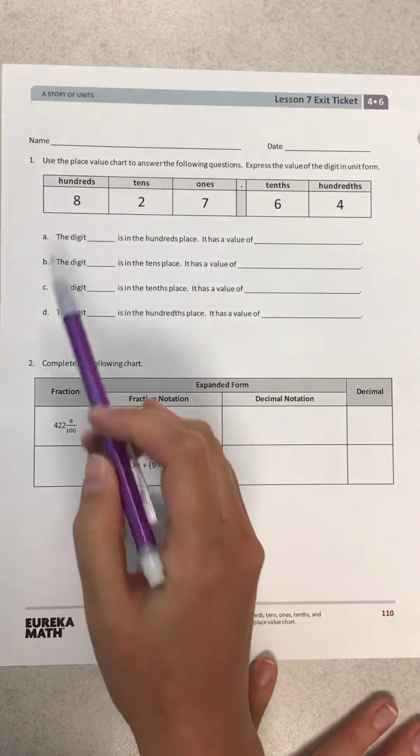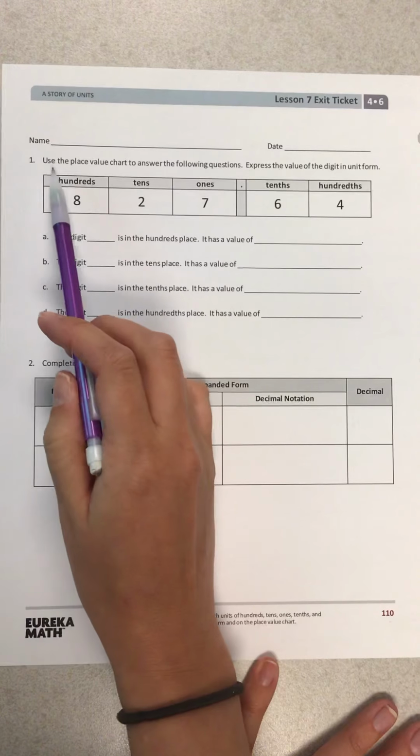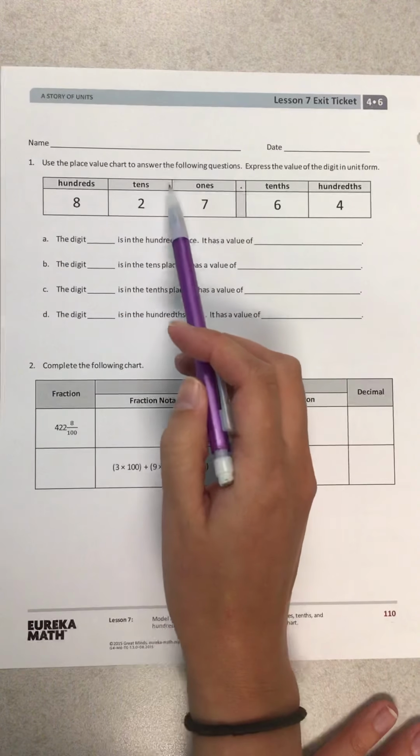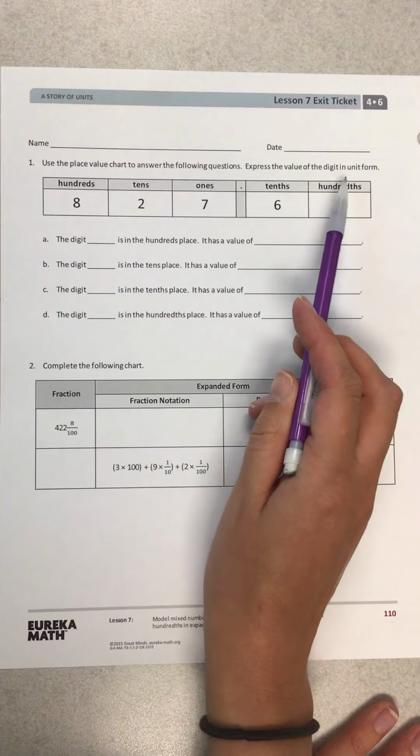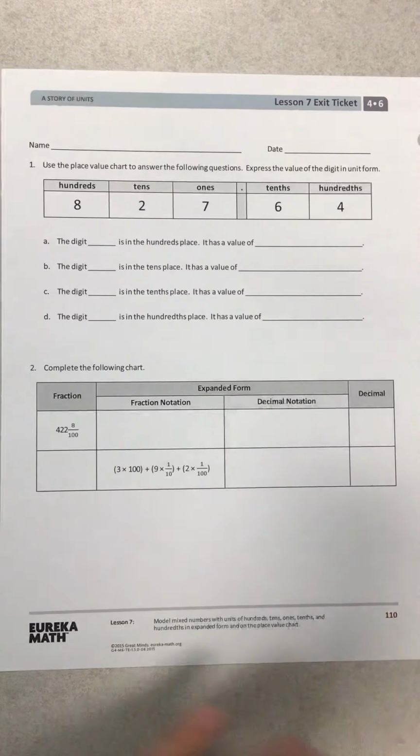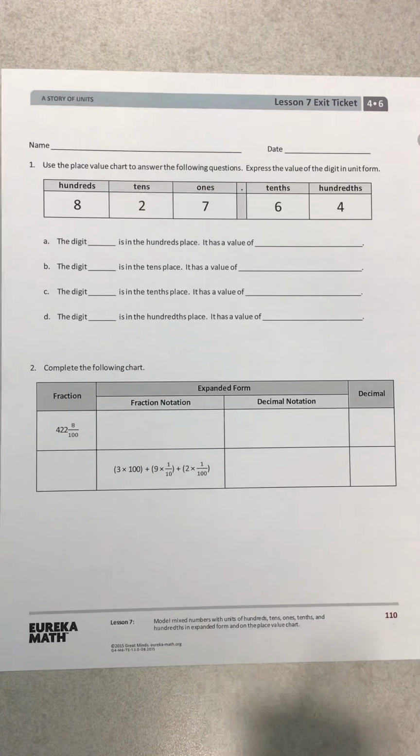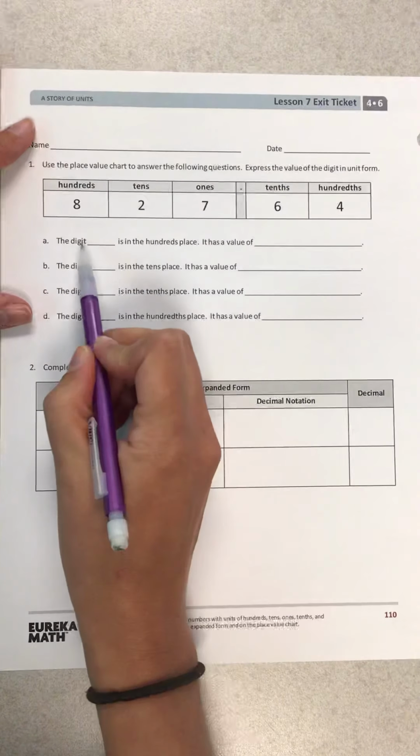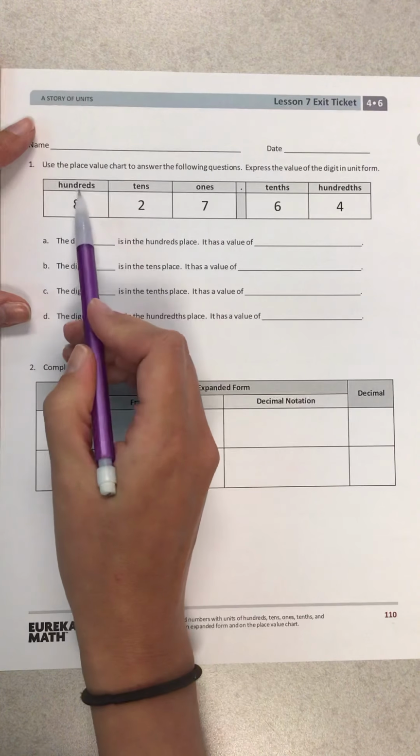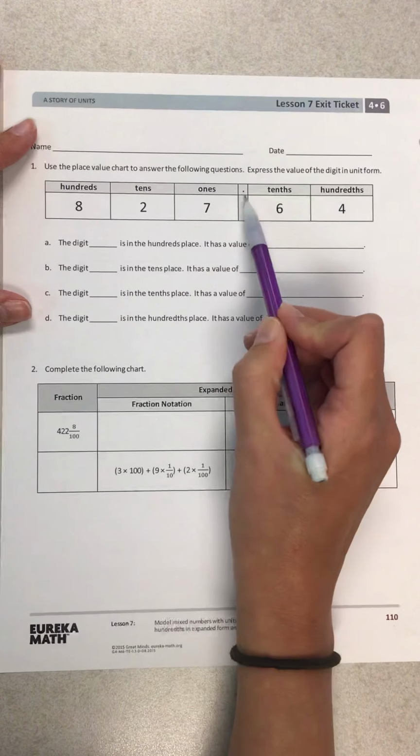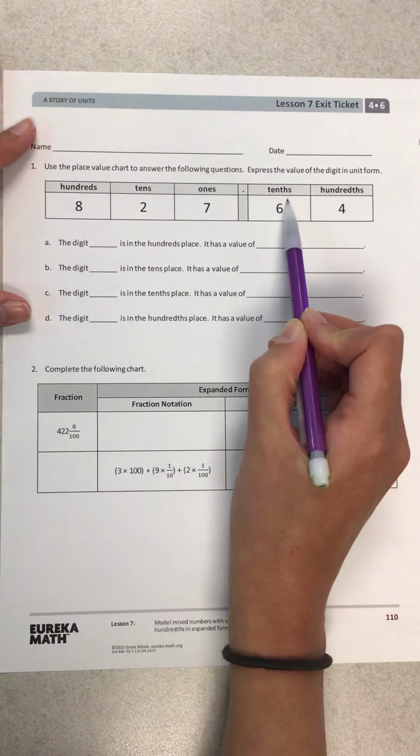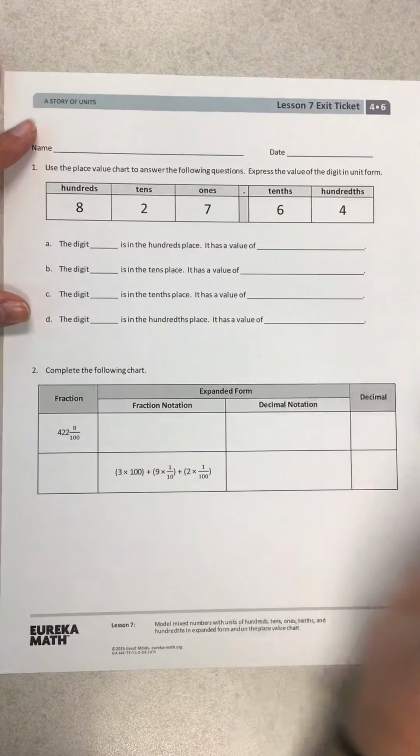So number 1 has several parts, and the directions say use the place value chart to answer the following questions. Express the value of the digit in unit form. And so when I do that, we are going to look at each question. I know already in my chart I have hundreds, tens, ones. There's my decimal point, tenths and hundredths.